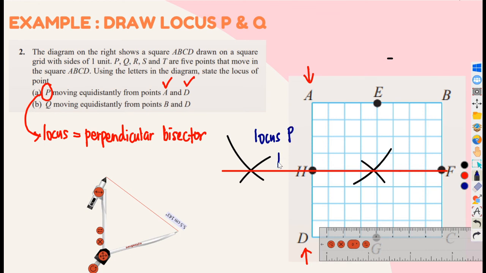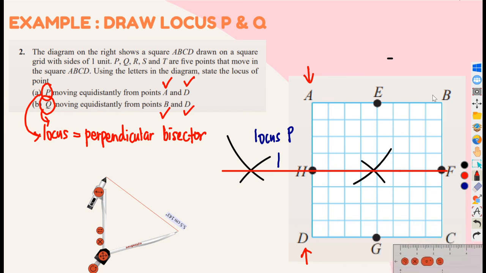So now we want to draw locus Q. Remember points B and D. From two fixed points, same thing. The locus that you need to draw is the perpendicular bisector. So where are B and D? You can see this one is point B, and this one is point D.